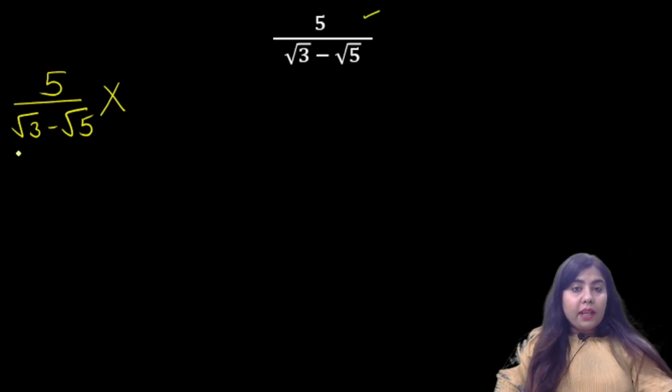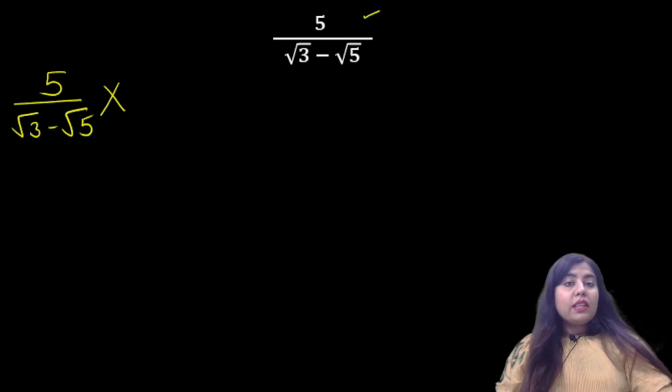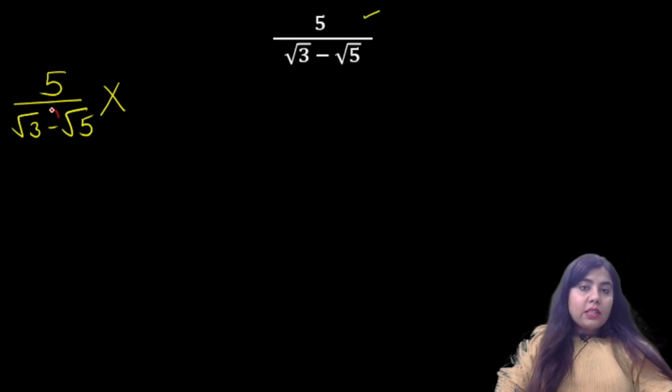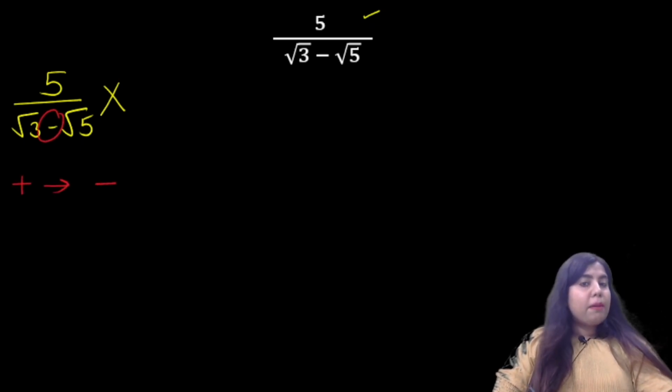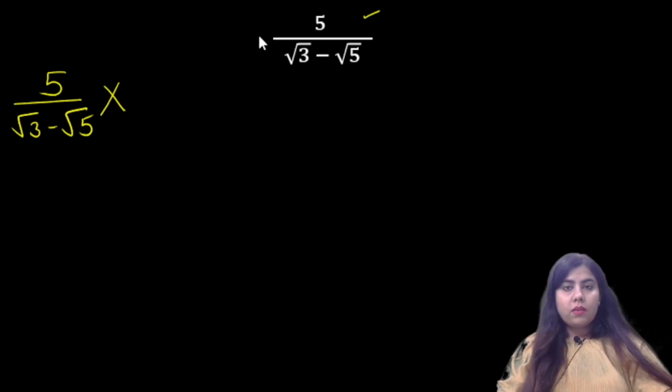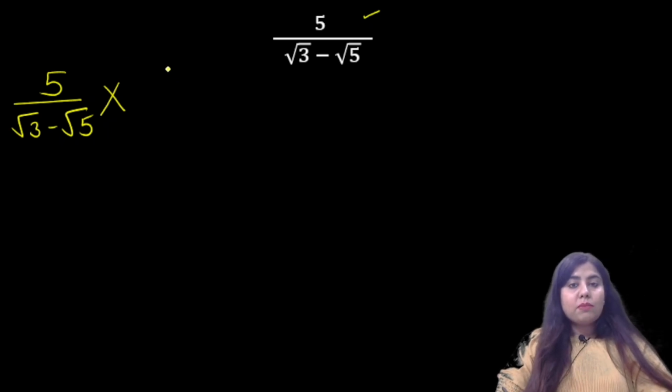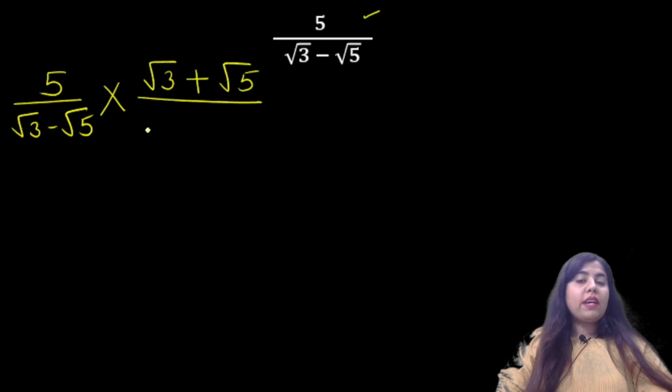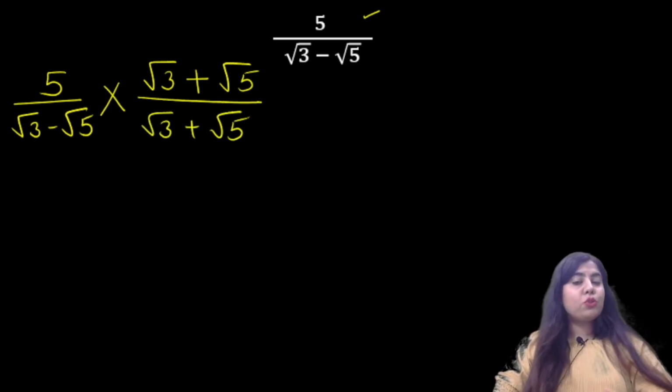Just see the denominator. In the denominator, you just have to change this operation, as this operation is minus now. If plus is given to you, then you have to change it to a minus sign. If a minus sign is given to you, then you have to change it to a plus sign. I am just doing the same thing. I am multiplying by root 3, as minus is given to us, so we have to put a plus sign here, plus root 5, and also divided by root 3 plus root 5. Clear? This is the first step to do the rationalization.